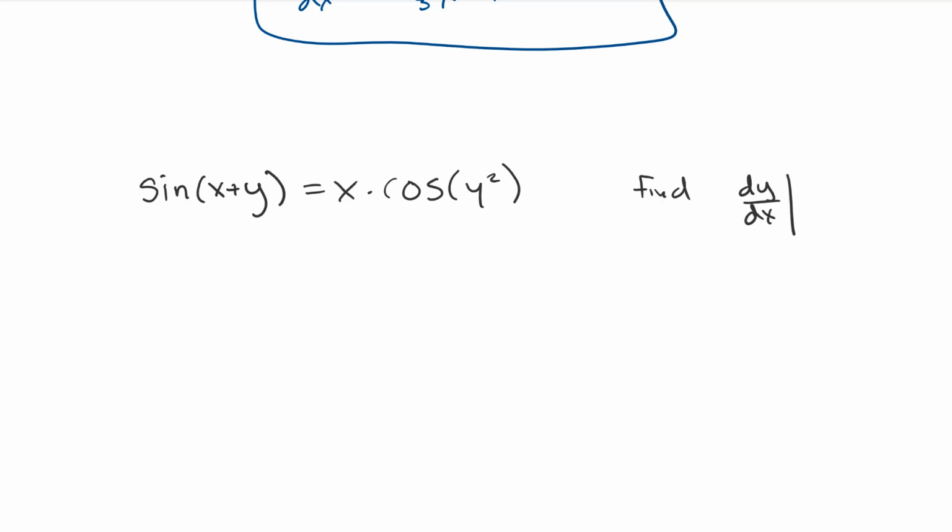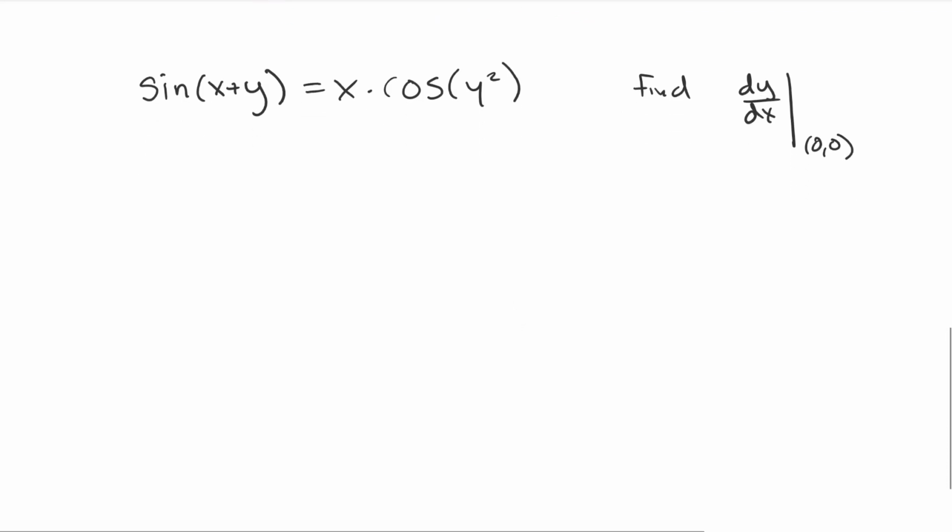And now here's another one. So we're going to do another beast. We've got sine of x plus y, and we're going to set that equal to x times cosine of y squared. And this thing's going to get ugly. But you know what? Let's go find dy dx. Let's go find it at the point (0, 0).